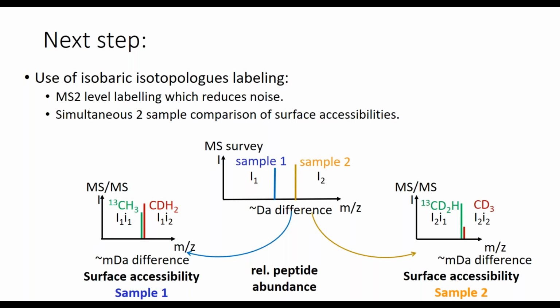So it's an improvement in the experimental workflow, which is based on the addition of an additional labeling. Before I was showing this labeling, which was based on MS1 labeling, but now we have an additional labeling, which is the isobaric isotopolog labeling. So we have two samples and they are labeled.